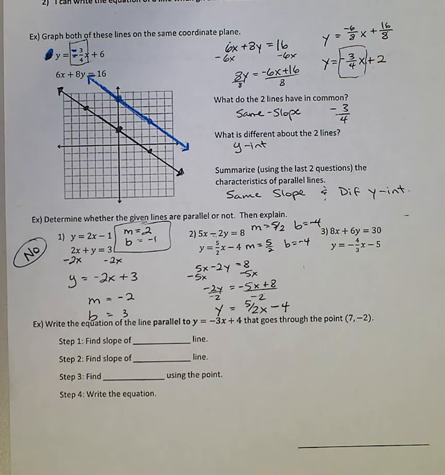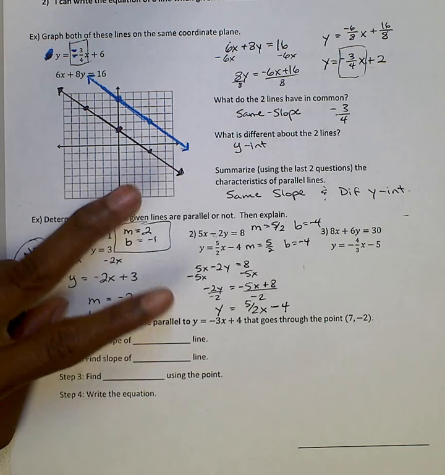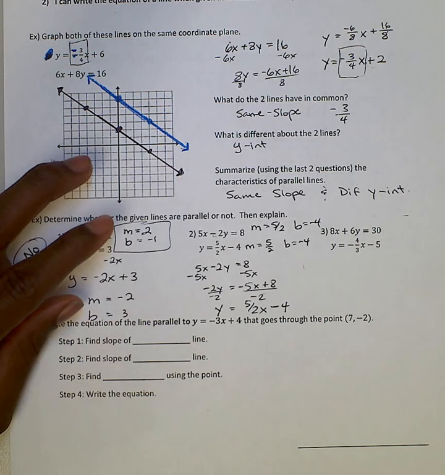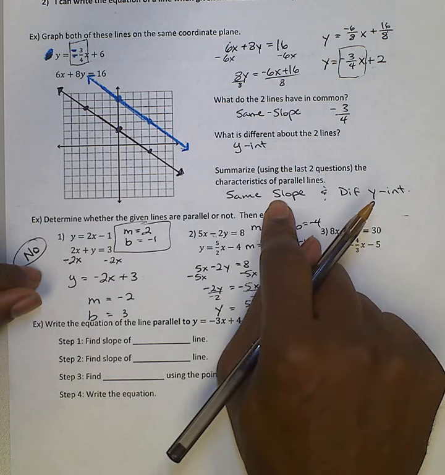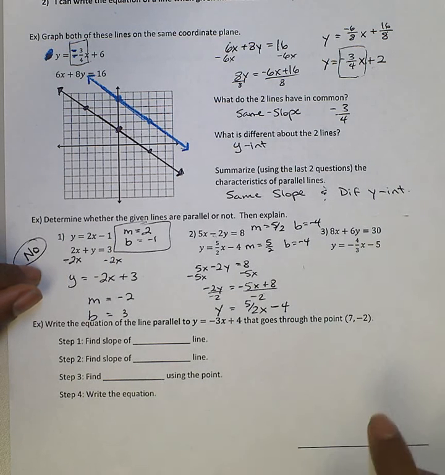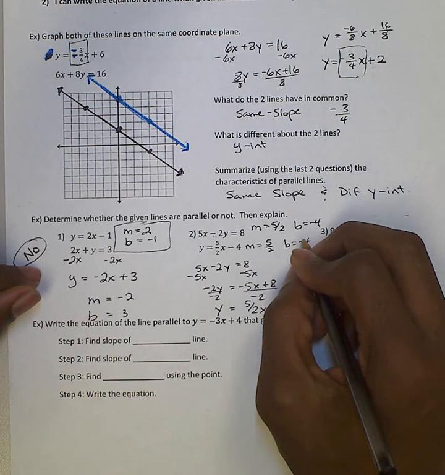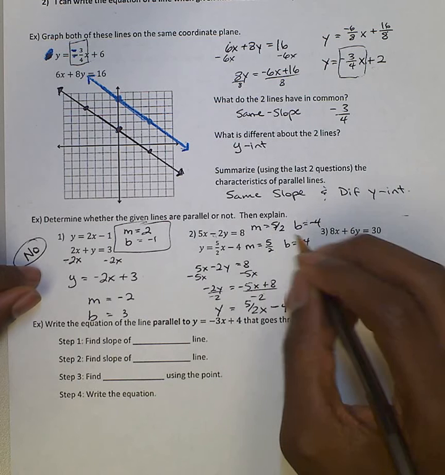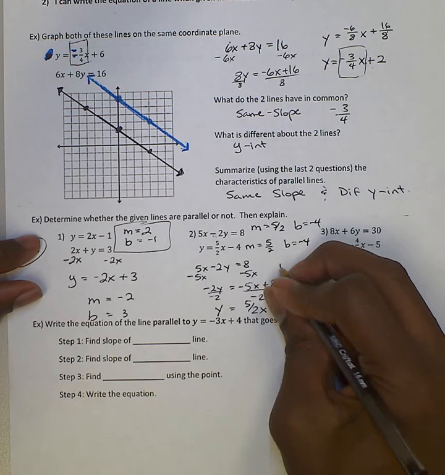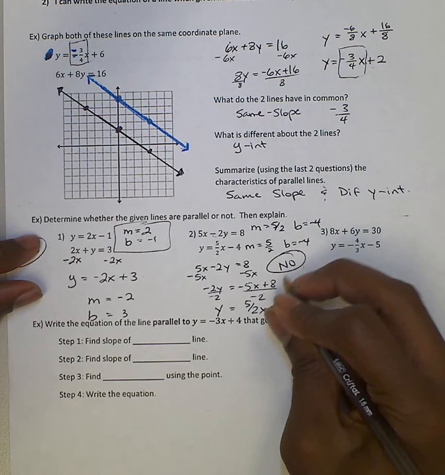Are these two lines parallel? You might jump to the conclusion and say yes, because they have the same slope. But remember, there's two things we have to worry about with parallel lines. They have to have the same slope and different y-intercepts. These have the same y-intercept, same slope. These are the same line. No, same line.